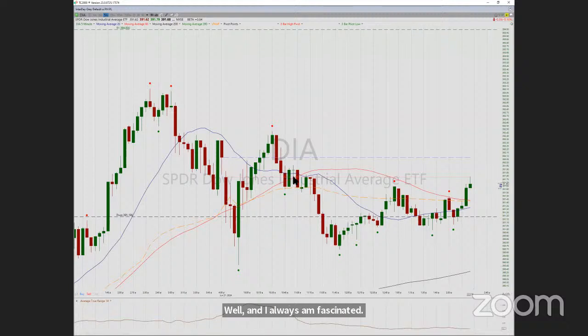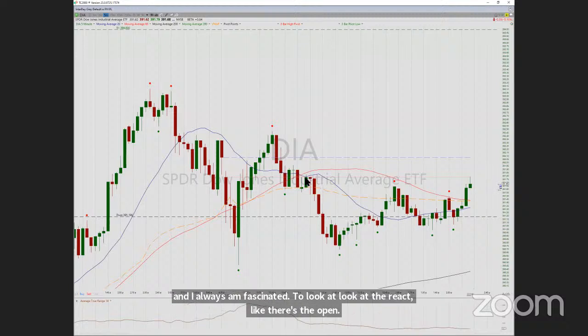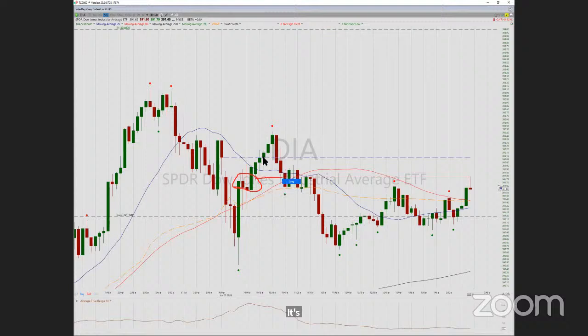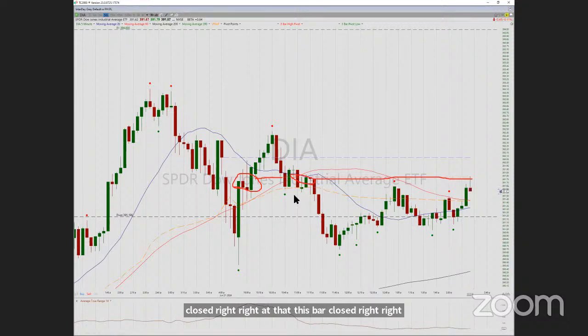And I always am fascinated to look at the reaction. There's the open, and then we just go across this tail right at the open. This closed right at the open, this opened right at the open, failed, that's a big failure. And then we look, oh, what's happened here? It's interesting when you look at the close. This bar closed right at that, this bar opened there. So these things are lining up with the actual support and resistance, which adds to the validity of that line.